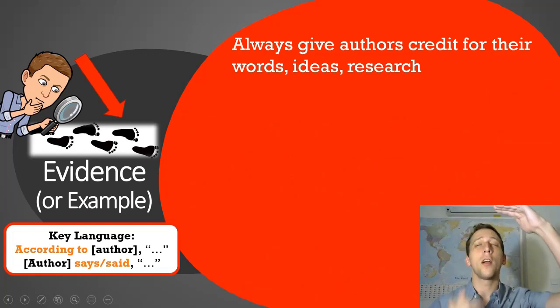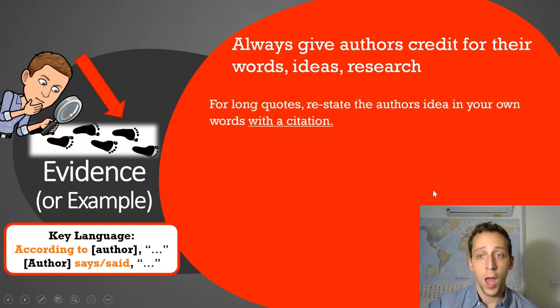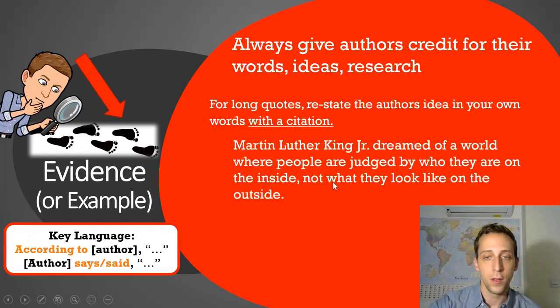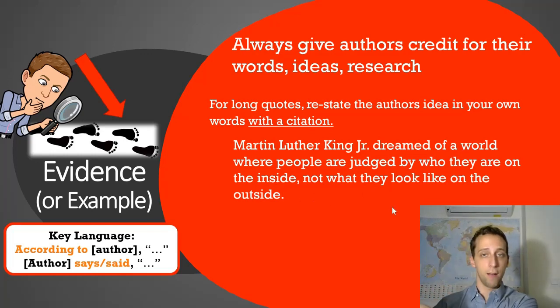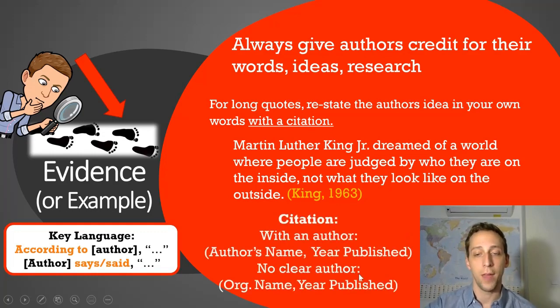But if I want to use a longer text, or if I want to take that quote there and make it even shorter, this is what I do. I will restate the author's own idea in my own words, but I also will include a citation. And I use this key language: according to, or author says or said. So I can say Martin Luther King Jr. dreamed of a world where people are judged by who they are on the inside, not what they look like on the outside. And those are my words. Those are not Martin Luther King's words. Those are my words about his idea. And I include a citation because that idea came from him. And again, author's name and year published.